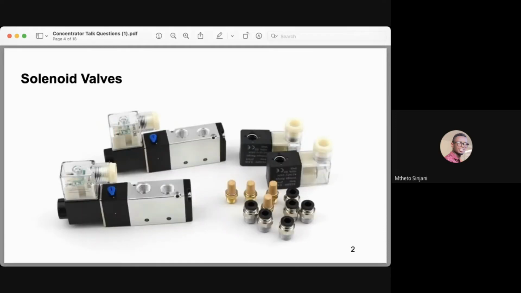Just an introduction: solenoid valves are the most frequently used control elements in fluidics. Their task is to shut off, release, dose, distribute, or mix fluids. In this setup, we're talking about fluids and gases. On to the next slide.